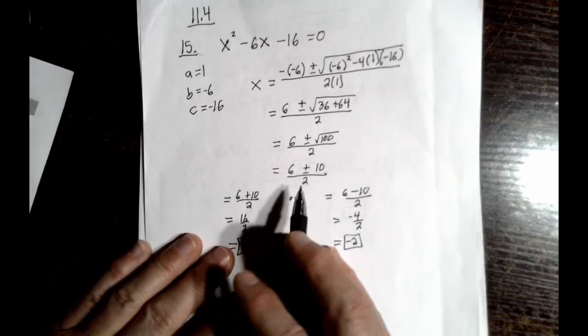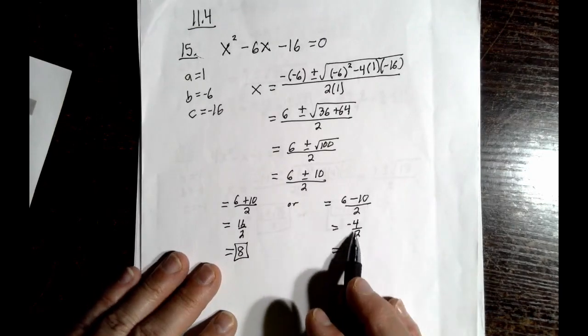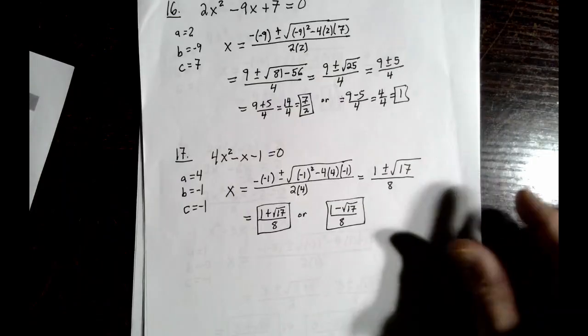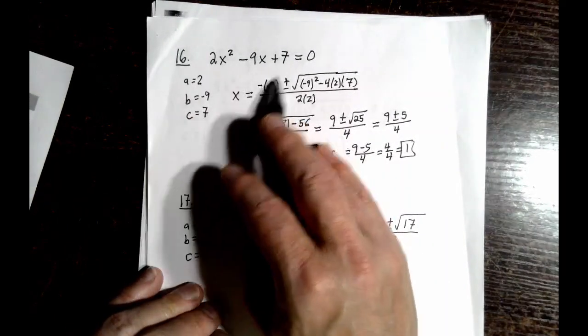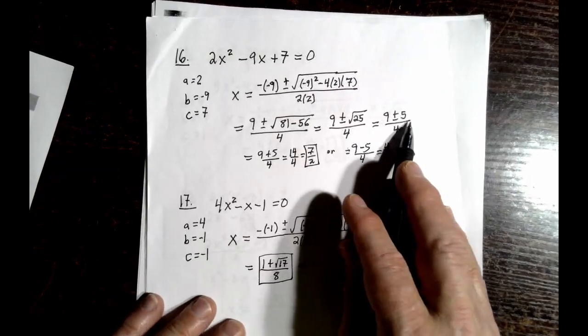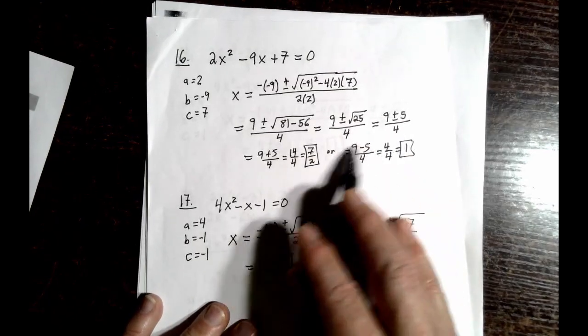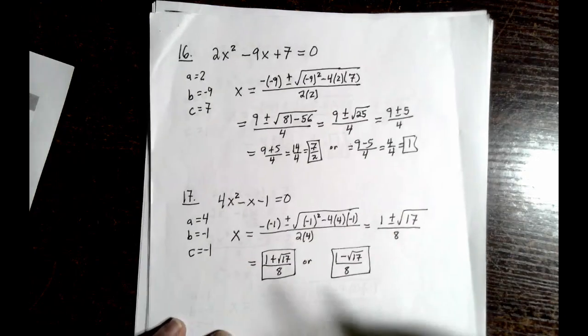And so now you got two possibilities. You got 6 plus 10 over 2, and you got 6 minus 10 over 2. And each one will give you a different answer. The next one, same idea. You got 2, negative 9, and 7. Plug them in, and you reduce it down to here, and the square root of 25 is just 5. So you got two possibilities. This guy plus 5 over 4, and this guy minus 5 over 4. And each one gives you a different answer.